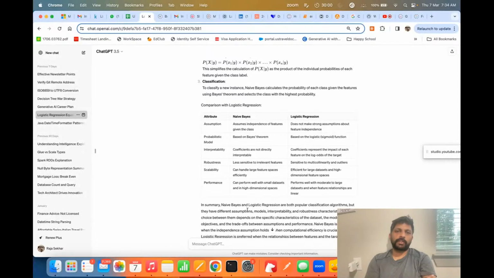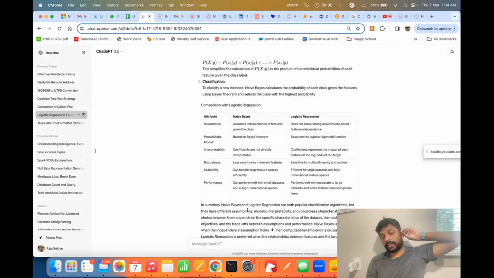Performance: it can perform well with small datasets and in higher dimensional space, and handle large feature spaces efficiently. High dimensional space means a larger number of features, the same as scalability, with large feature spaces.